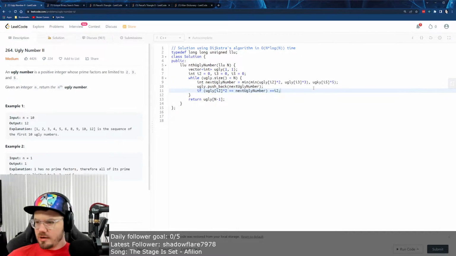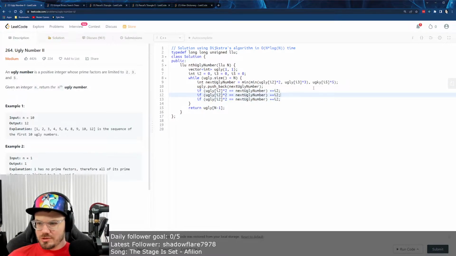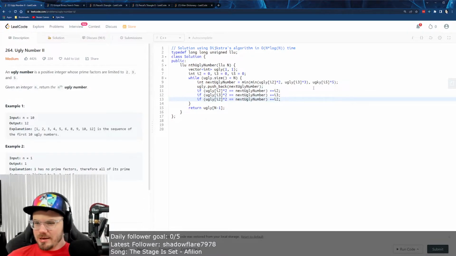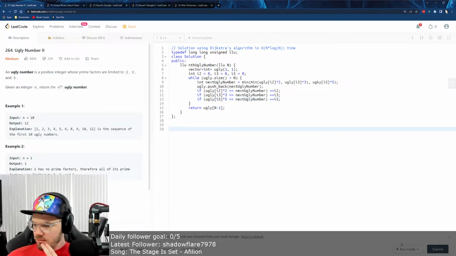And that's because, and we talked about this for a while the other day, at any iteration it's possible and probable, in fact guaranteed, that multiple of these pointers will actually produce the same next ugly number. And so when that happens, they all have to be incremented. So you do that.